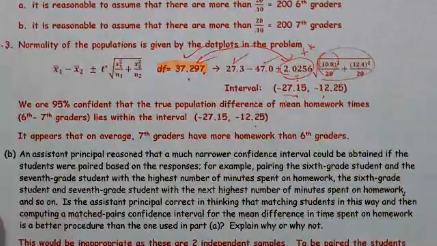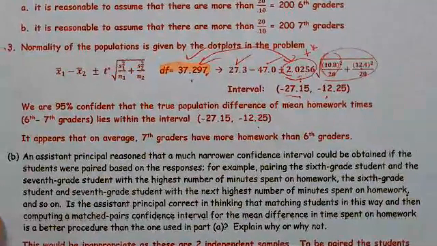An assistant principal reasoned that a much narrower confidence interval could be obtained if the students were paired based on the responses. For example, pairing the 6th grade student and the 7th grade student with the highest number of minutes spent on homework, and so on. Is the assistant principal correct in thinking that matching students in this way and computing a matched pairs confidence interval is a better procedure than the one used in Part A? Explain why or why not.